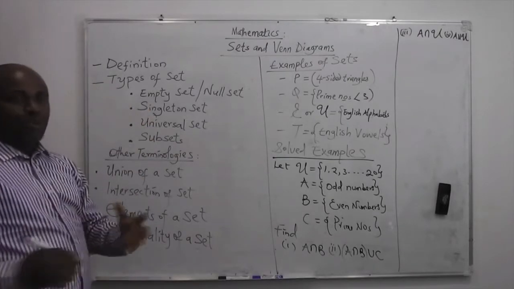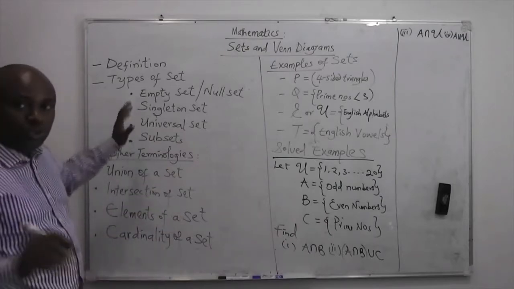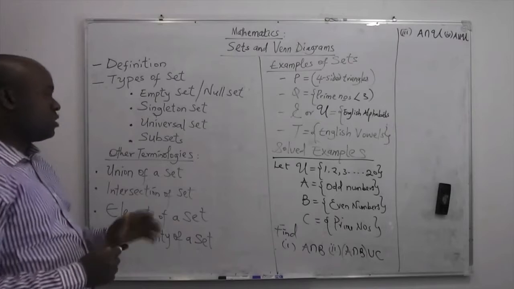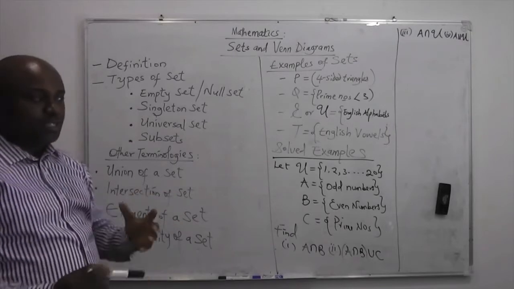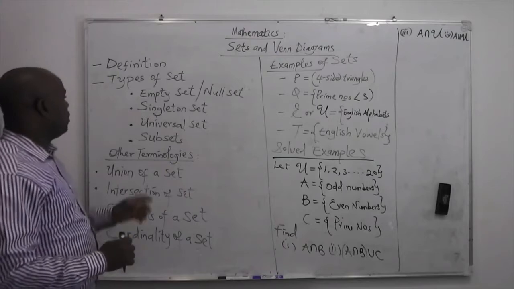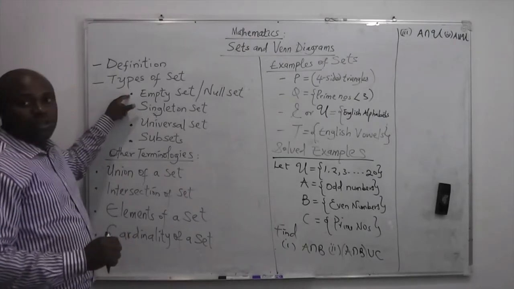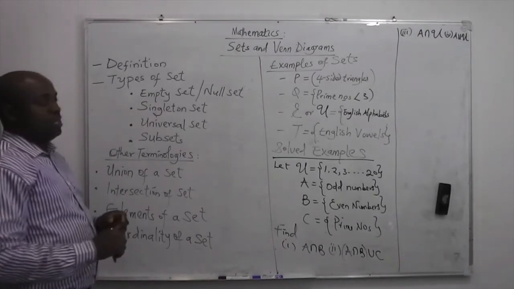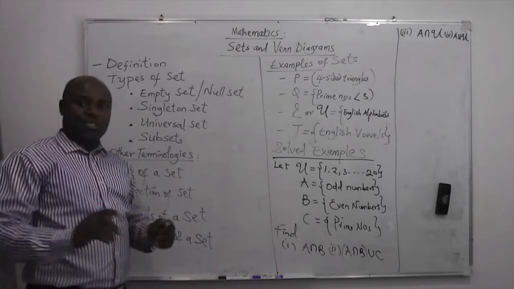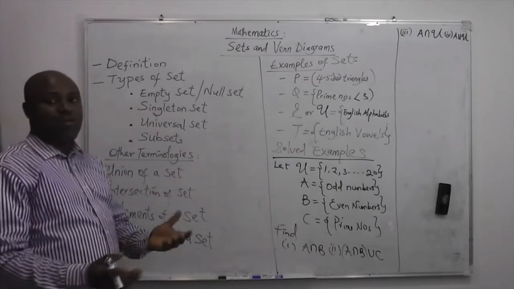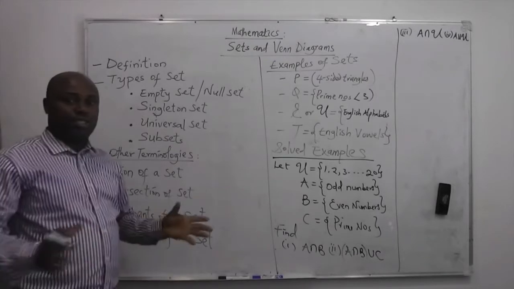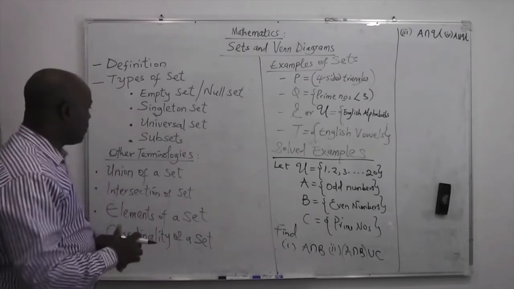The list is long, but I'm just going to consider those sets that are very important as far as SS3, SSCE, NECO and WAEC examinations are concerned. So number one is the empty set. The empty set is also described as the null set. This is a set that has no elements, no entry inside. That means it's empty, does not contain anything.